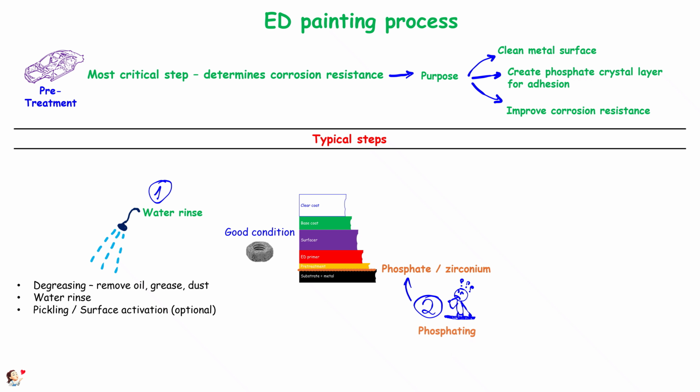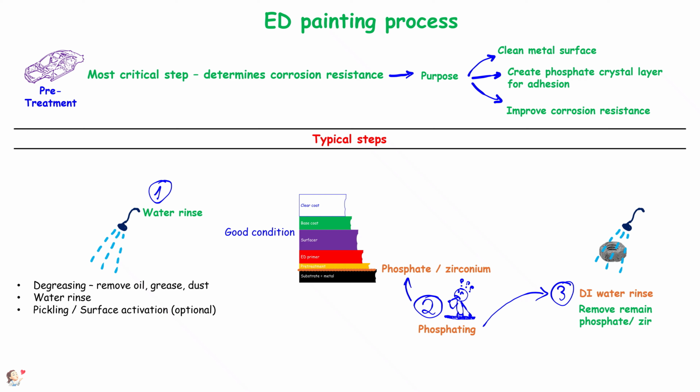This is step 2. After completing step 2, because there is still excess phosphate on the product surface, it is necessary to clean the surface with a DI water rinse. The main purpose is to remove remaining phosphate or zirconium from the surface of the part. It also aims to create a phosphate layer with uniform thickness and smoothness.